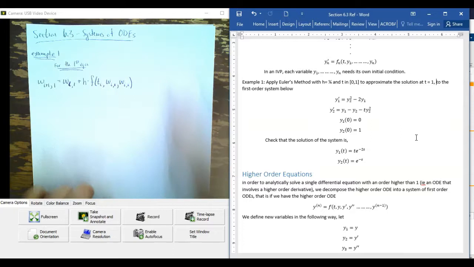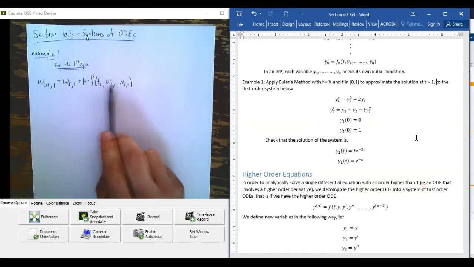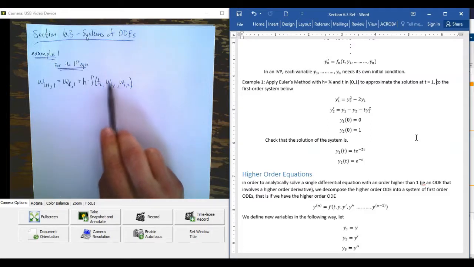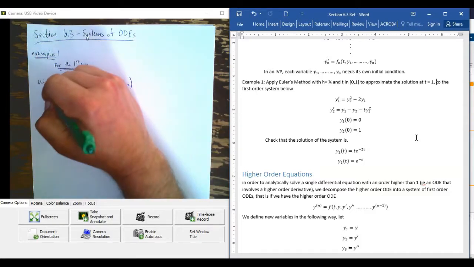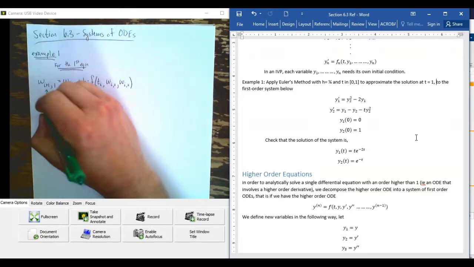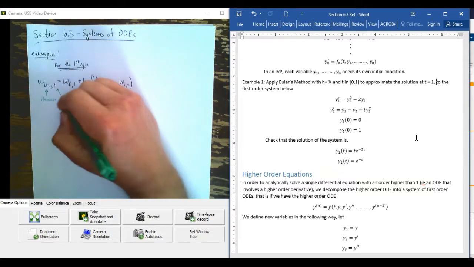Because f can be a function of 3 variables this time: the t's, the approximations from the first equation and the approximations from the second equation. So keep in mind that this subscript here denotes the iteration, and this subscript denotes the equation number.